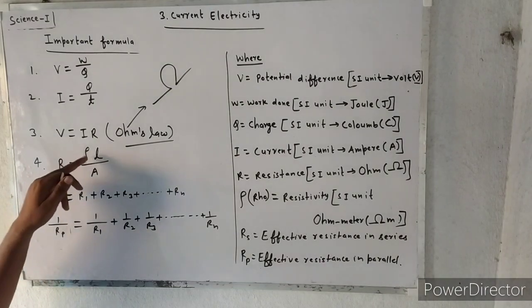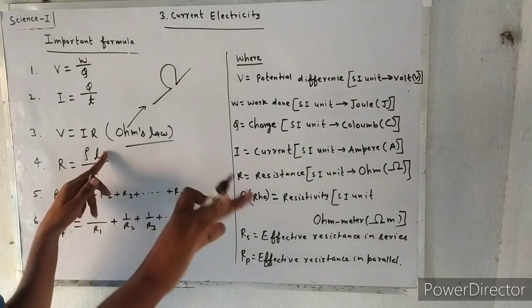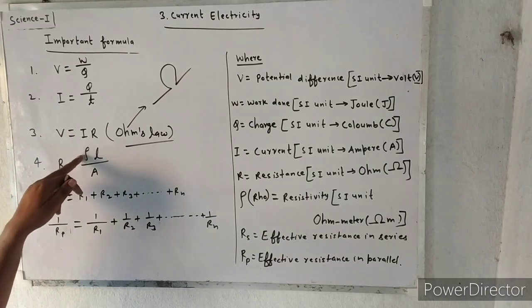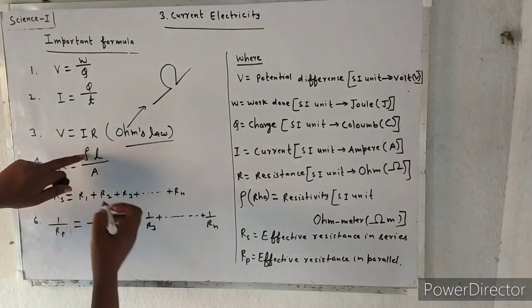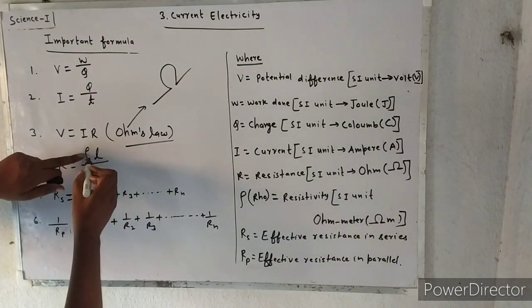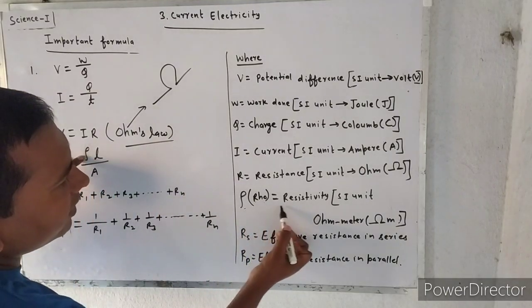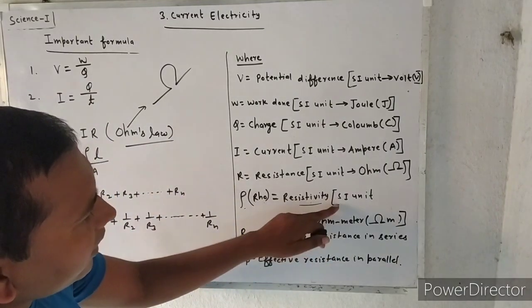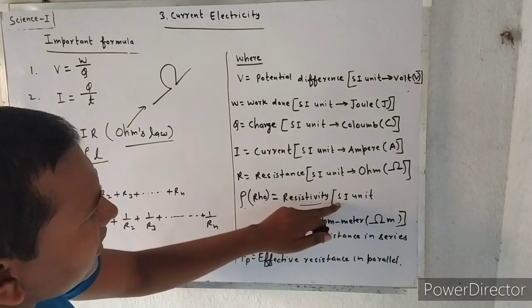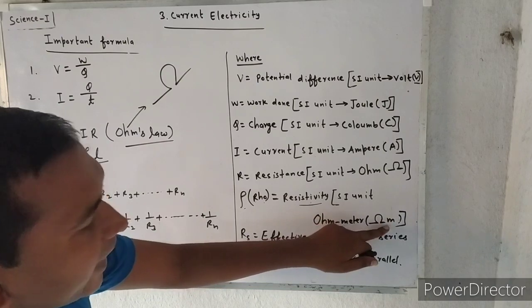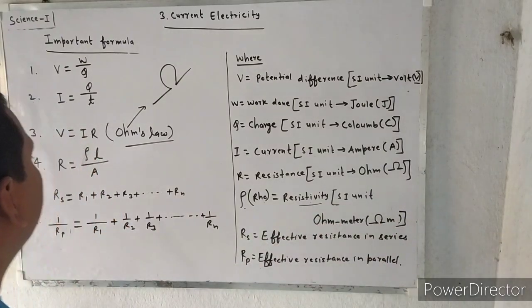R is equal to rho L upon A. R is the resistance, L is the length of the conductor, A is the cross section area of the conductor. Rho, RHO, is the resistivity, and the SI unit is ohm meter, that is ohm and small m for meter.